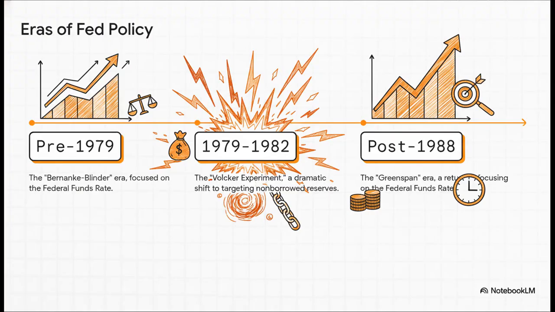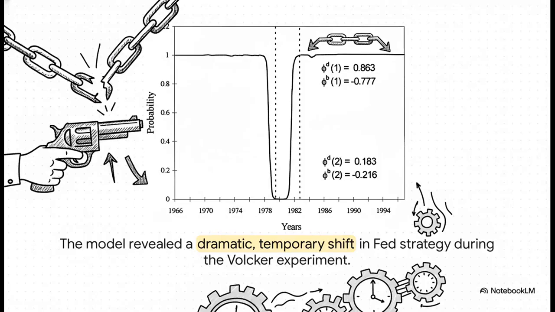Their model looked at these key chunks of Fed history. Before 1979, things were pretty stable and the Fed focused on the federal funds rate. But then, bam, the Volcker experiment from 1979 to '82, a legendary, chaotic time. And then after 1988, under Alan Greenspan, things seemed to go back to that old focus on the funds rate. And right here, this is the smoking gun.